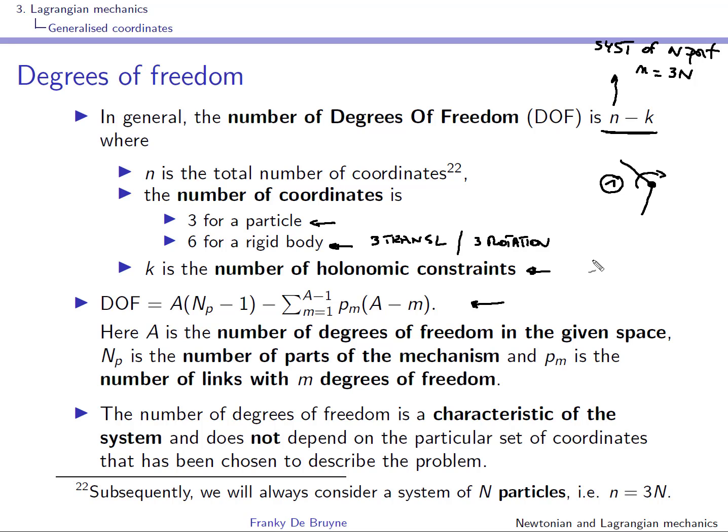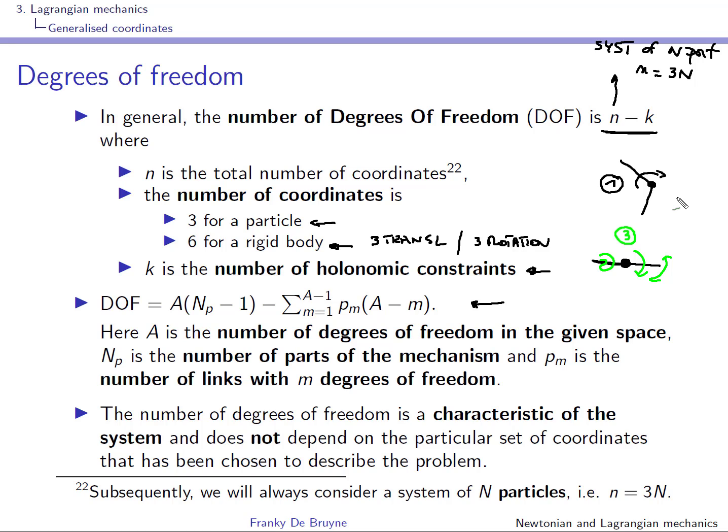If you work in space, not in a plane, and you have a ball joint link, you have a movement like this, one like this, and one that you can turn around. So you have 3 degrees of freedom. This is a 3 degree of freedom link in space, and here you have a 1 degree of freedom link in a plane.